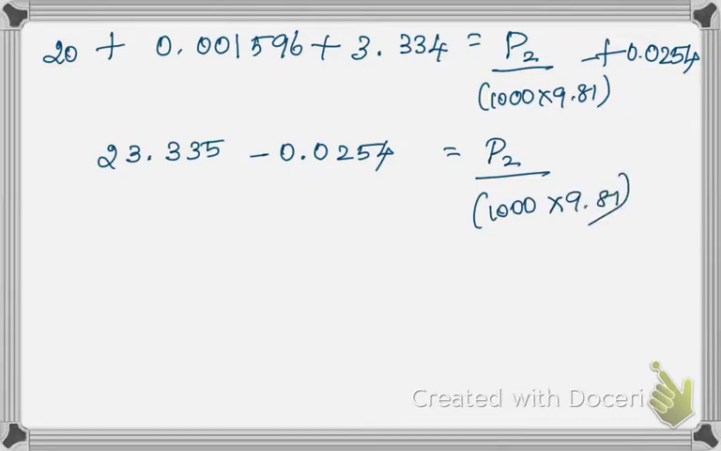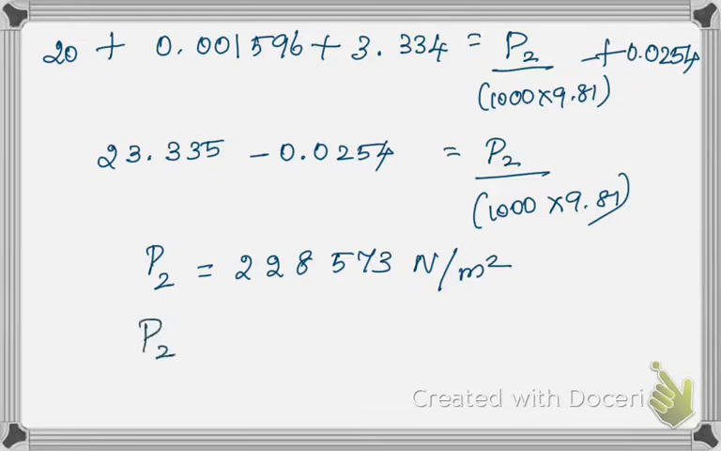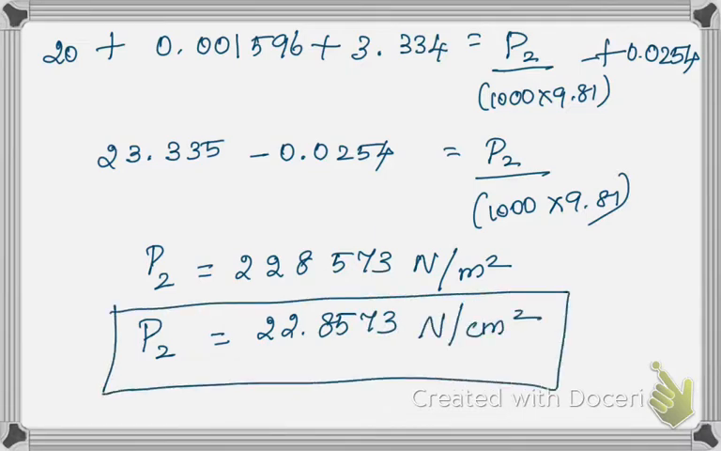So after simplifying, I will be getting my P2 value as 228573 Newton per meter square. To convert it into centimeter square, we have to divide it by 10 power 4, which is 22.8573 Newton per centimeter square. So this will be my answer.